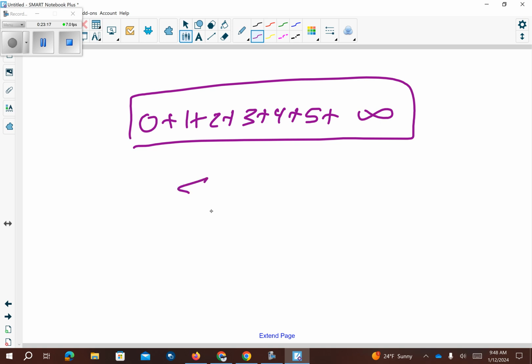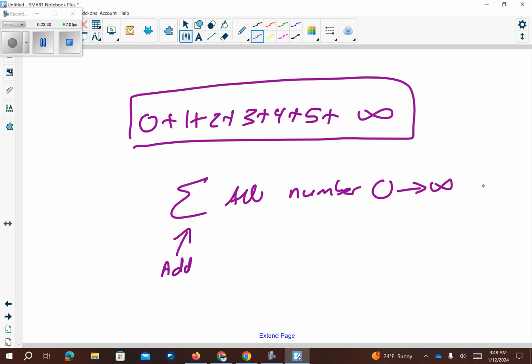So the summation, this means add up, of all numbers from 0 to infinity is going to give us negative 1/12. Okay? Come on, pencil. Stop working. That's supposed to be a 2 down here. So negative 1/12. Let's see why.